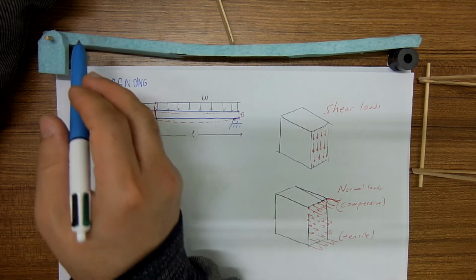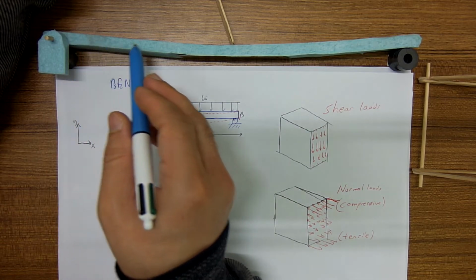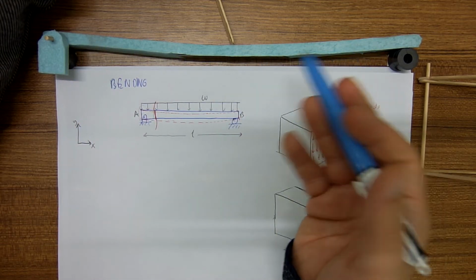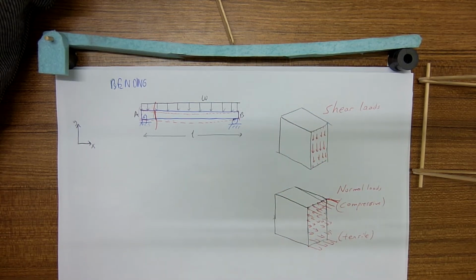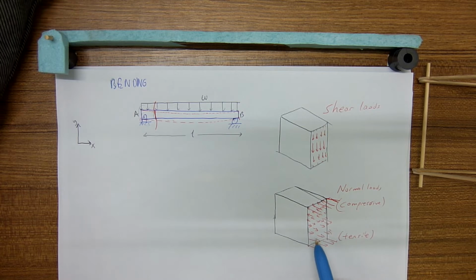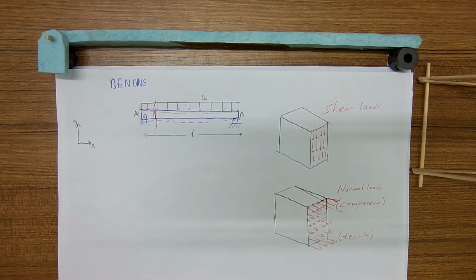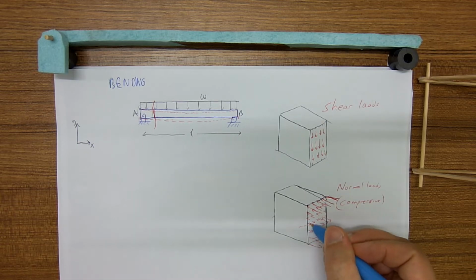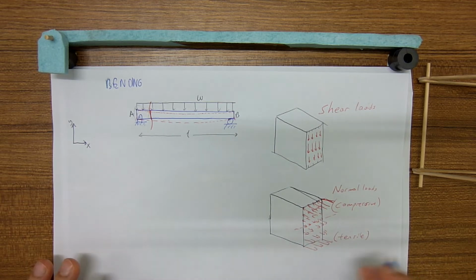At the middle, if you draw a line at the mid of the beam, you wouldn't see any change in its length. Therefore the normal load is 0 at the midsection. It's also called the neutral axis. So if you draw an axis here, this is called the neutral axis. We will talk about it later.